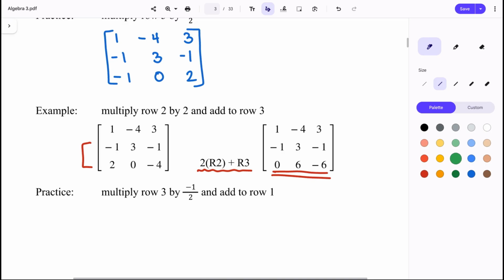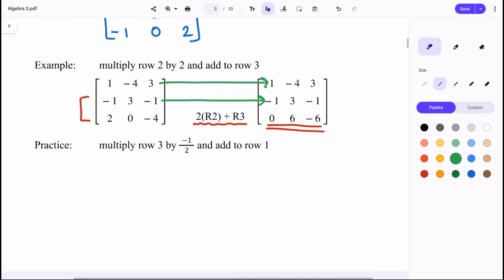If you look up here, these are the exact same numbers, and these are the exact same numbers. The only thing that got affected was that bottom row. We took 2 times row 2, and then we added it to row 3. That's going to impact row 3 and change those numbers. So that's where that 0, 6, -6 came from.